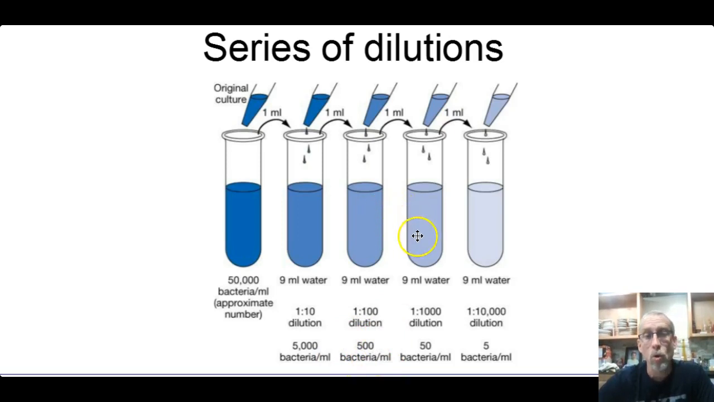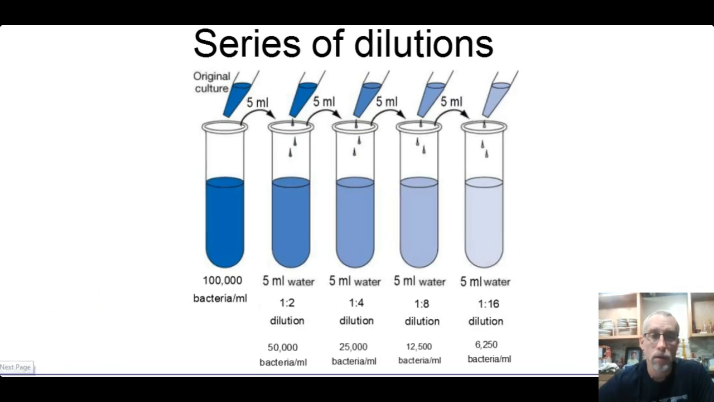And so they show two more 1 to 10 dilutions. And every time you do that, you get 1/10 of the concentration that you had before. So after, as you can see here, 4 dilutions, we're now 10,000 times more dilute. We're down to 5 bacteria instead of the 50,000.